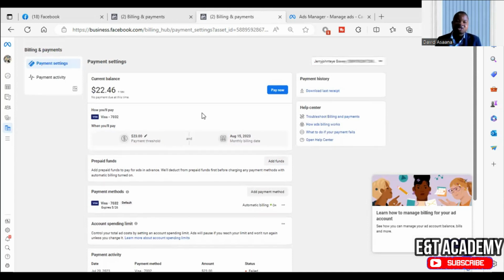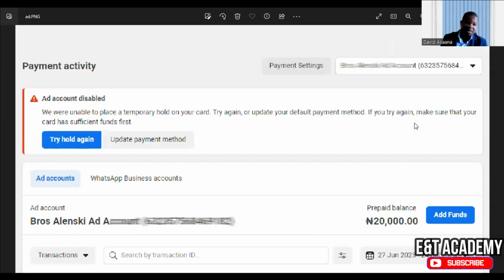The third one is to change the debit card that you are using. If you try hold and it doesn't succeed, you will see a prompt to try hold again or update payment method. Click on update payment method, then add a new debit card to it. If the new card has enough money, it will definitely go. In some cases, your card could have enough money and they still say unsuccessful. But if you try with a different card, sometimes it's just that the system hasn't synchronized with your bank successfully, so it is recognizing your bank account as not having enough money. So you need to try all these.